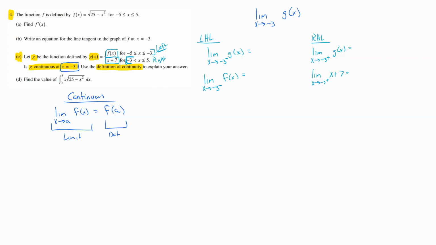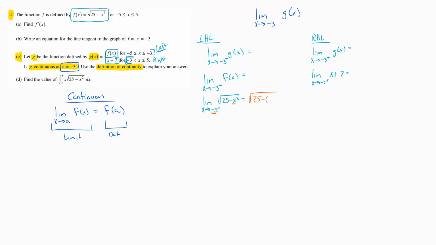F of x was given to us, working back on this left-hand side. F of x is really this function here. So we would be asking ourselves, what is the limit as x approaches -3 from the left of the square root of 25 minus x squared. From here, you do what I just call option 1. Option 1 is just plug that x value in. So I would take and plug in -3.